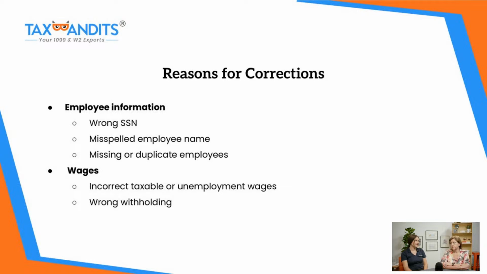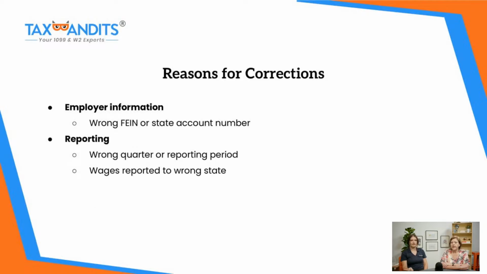And not every correction involves an employee. Sometimes the employer's information is what is incorrect. Exactly. Employer errors may include an incorrect FEIN or the state account number. And there can also be reporting errors such as selecting the wrong quarter, filing the wrong reporting period, or reporting wages to the wrong state. Right. So the type of error matters because it helps determine which agency must be contacted and which correction process needs to be followed.